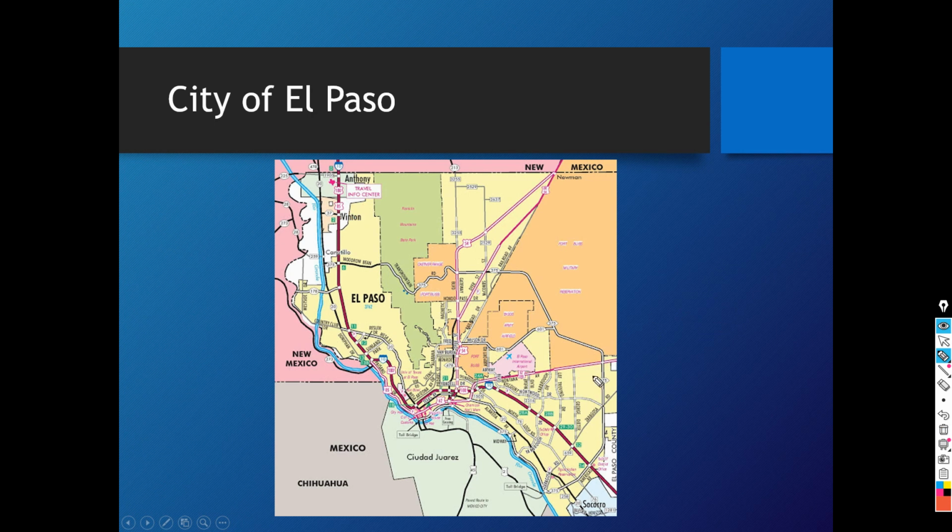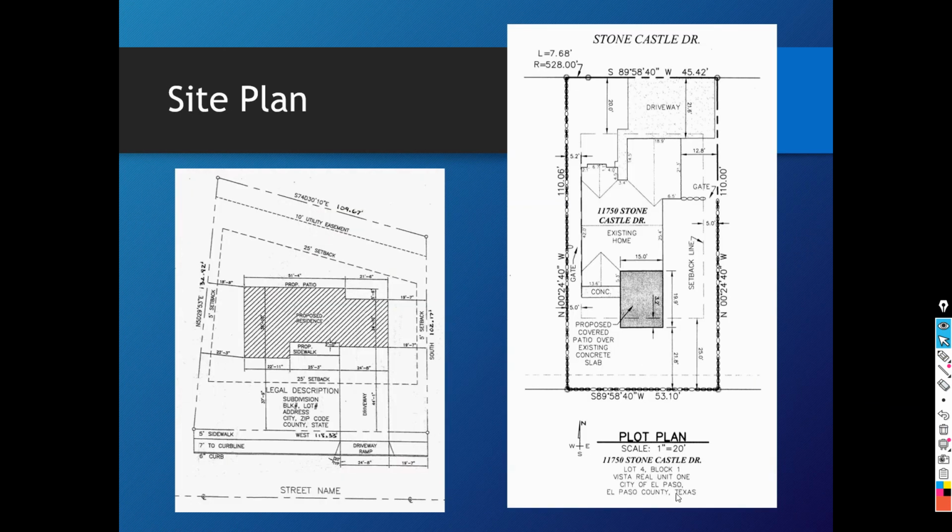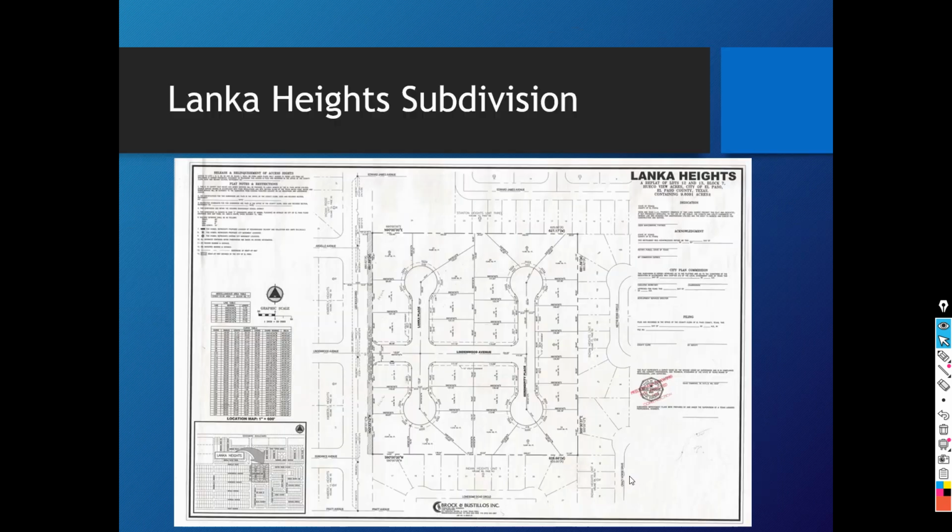So, now breaking it down further, let's go back to our legal description. As far as the legal description, it's somewhere in Texas. The Lanka Heights is somewhere in the state of Texas, El Paso County, inside the city of El Paso, inside the Lanka Heights subdivision. So somewhere in here is 32. The subdivision of Lanka Heights is somewhere in here. Somewhere in here is the 3217 Lanka Heights. So then, now we need to talk about a block number and lot number.